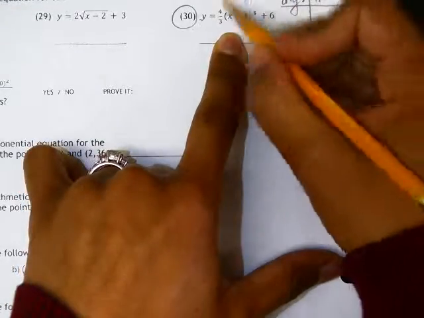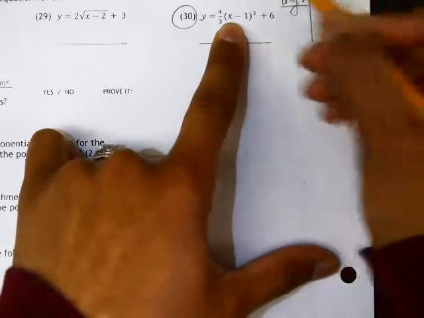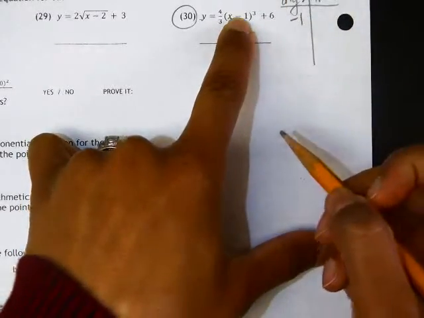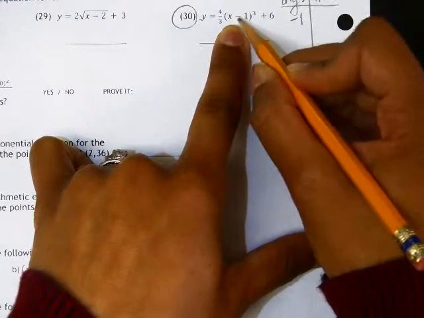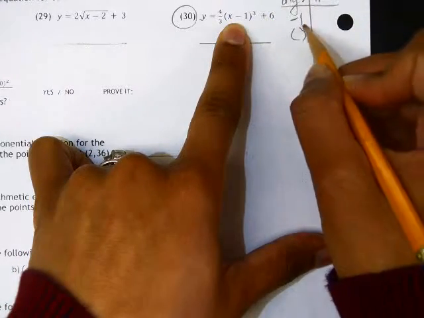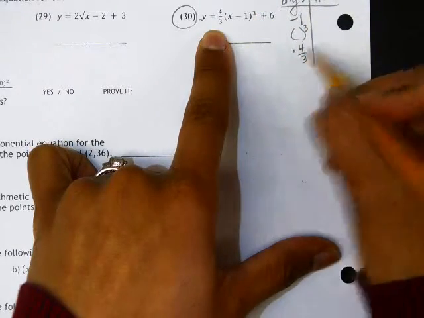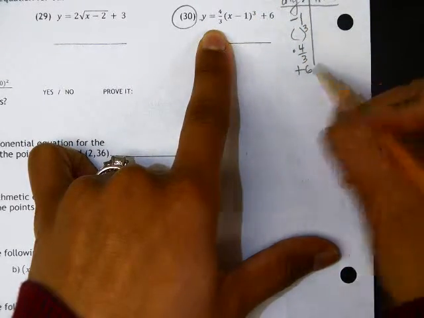So in this original equation, according to the order of operations, the first step that's occurring is that you're subtracting 1. After parentheses, we have exponent. So we're cubing that, and then we're multiplying that by 4 over 3. And then lastly, we're adding 6.